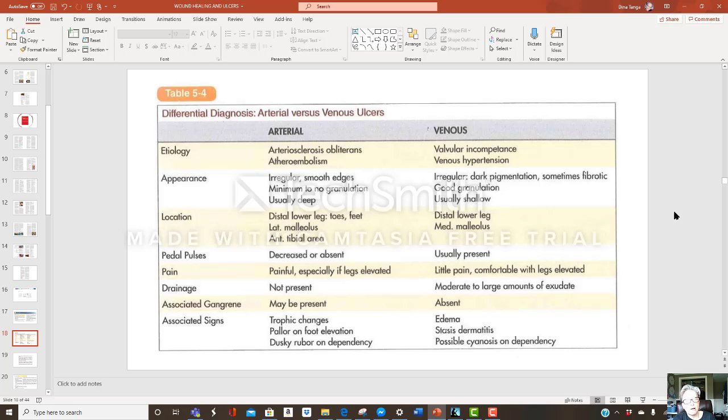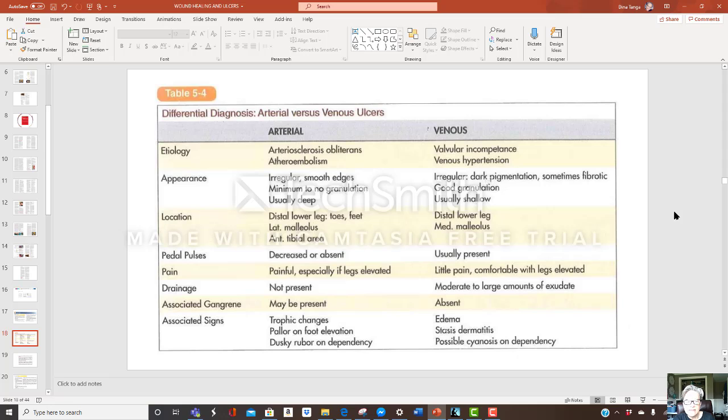The appearance. Arterial is going to be irregular, smooth edges, minimum to no granulation, and is usually deep. So arterial is a deep wound. Venous is also going to be irregular, dark pigmentation, sometimes fibrotic, good granulation, and usually shallow. So arterial is minimal to no granulation. Venous is good granulation. Arterial is usually deep. Venous is usually shallow.